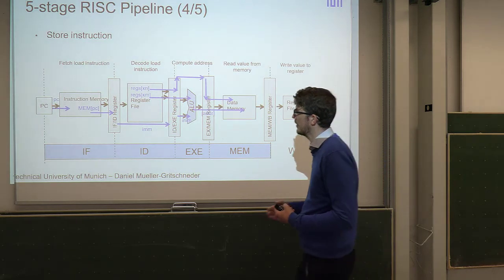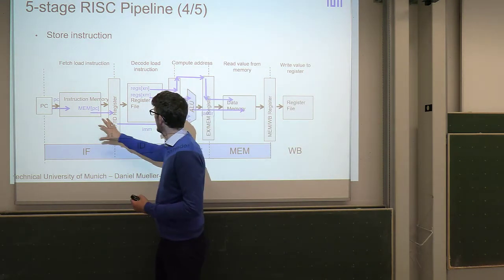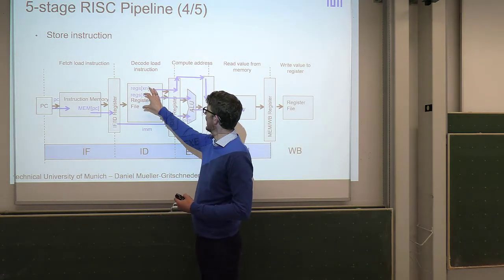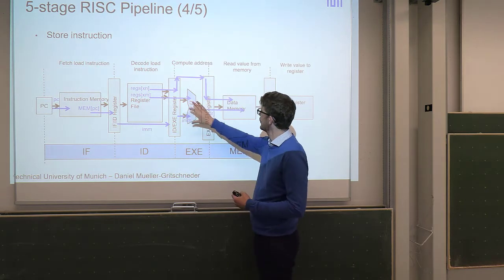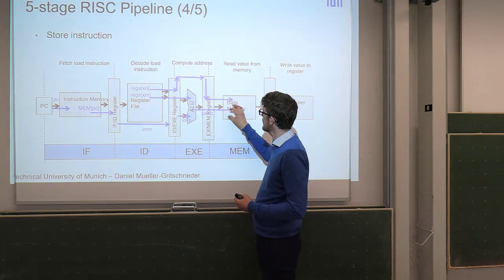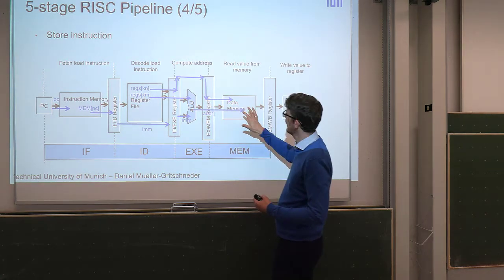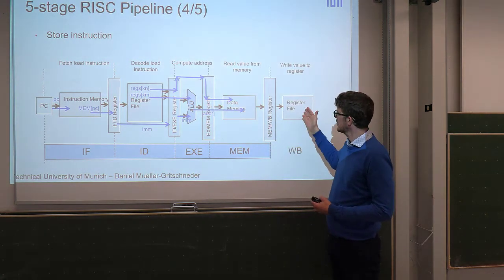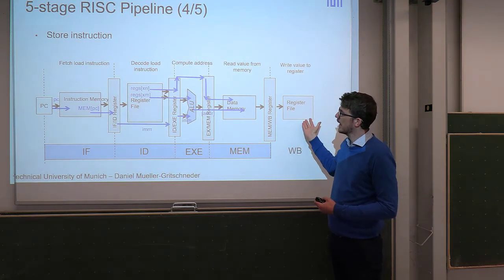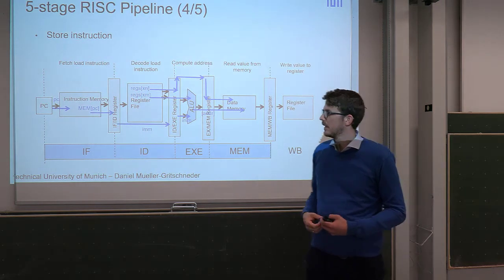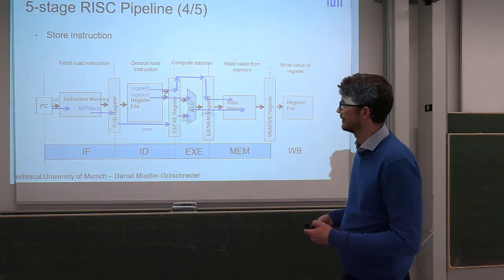Store, similar, right? We do the instruction fetch. Now we again have the offset, the base address, but we also have the value we want to store. So we're computing the address we want to store to, and then we give the address plus the value we want to store to the data memory. And now, if we look into it, this one does not use the write back stage, right? The store does not write anything to the register file, so basically this stage is kept empty. Nothing is happening there.